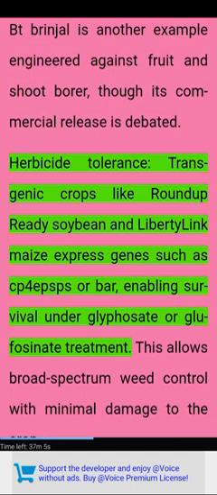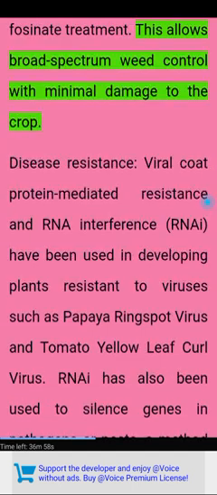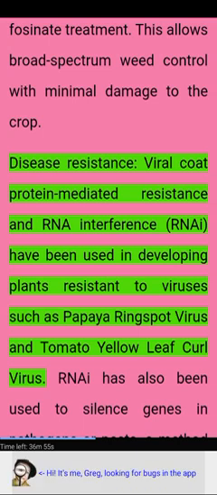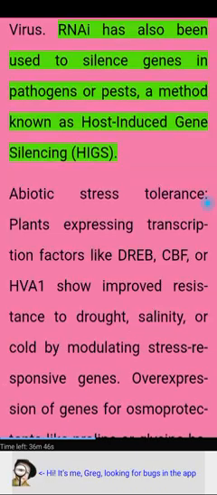Herbicide tolerance: transgenic crops like Roundup Ready soybean and Liberty Link maize express genes such as CP4 EPSPS or BAR, enabling survival under glyphosate or glufosinate treatment. This allows broad-spectrum weed control with minimal damage to the crop. Disease resistance: viral coat protein-mediated resistance and RNA interference (RNAi) have been used in developing plants resistant to viruses such as papaya ringspot virus and tomato yellow leaf curl virus. RNAi has also been used to silence genes in pathogens or pests, a method known as host-induced gene silencing (HIGS).